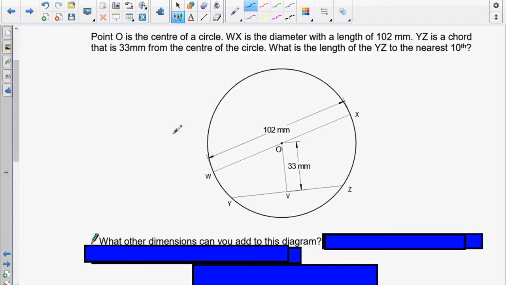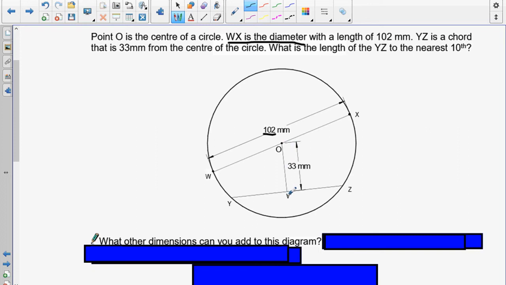And the key revolves around the fact that WX is a diameter, and it is 102 millimeters. So that means that I've got from here down to here, it says that YZ is a chord, and it's 30 millimeters from the center of the circle. So from here to here is 30 millimeters.